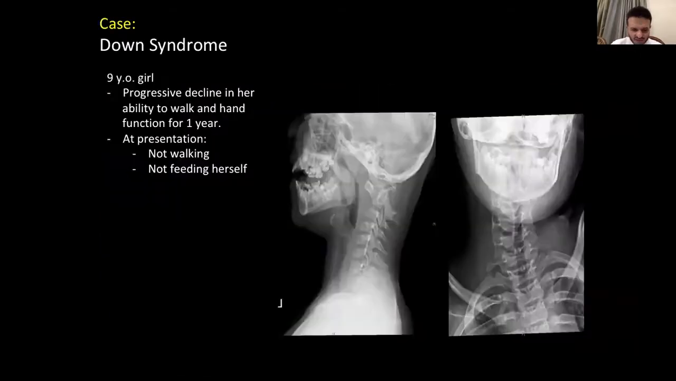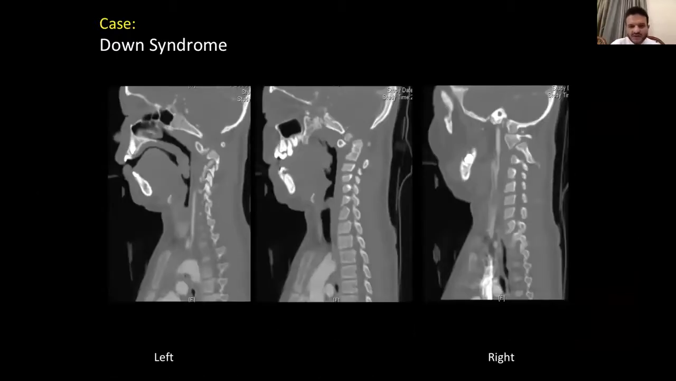So I'll shift gears a little bit. This is a 9-year-old girl who is a Down syndrome patient. She had progressive decline in her ability to walk and her ability to use her hand function over a year period. She basically did not walk for over 9 months, and she was not able to feed herself. You can see from her images that she had an atlantoaxial subluxation and an os odontoideum, and she had a very narrow space available for the cord.